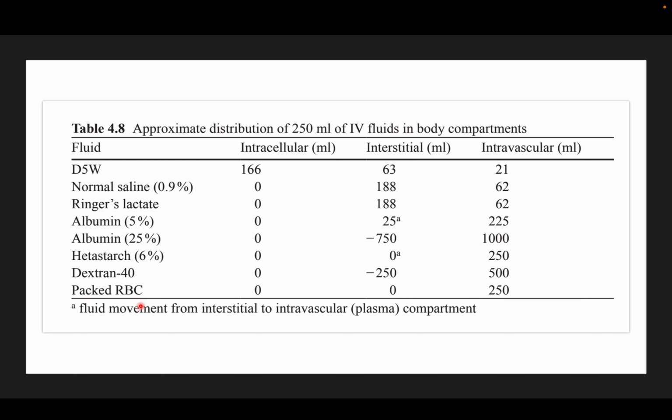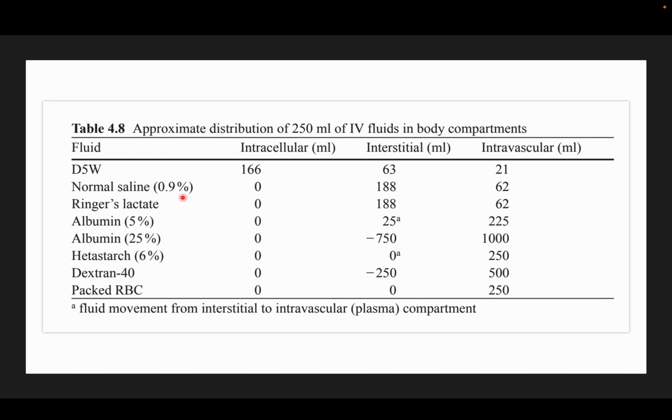So this is one more thing. If you are getting packed RBC, most of it is going into the intravascular space. This is the most important equation you need to remember. If you are getting packed RBC, you are giving 250 ml of fluid directly into the intravascular space. If you are giving Ringer lactate 250 ml, you are giving 62 ml into the intravascular space and 180 ml into the interstitial space. So this is important. I hope you understood the concept.